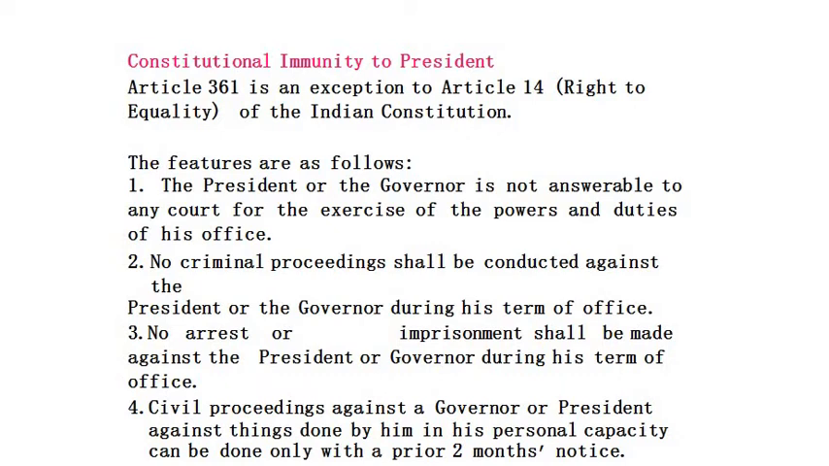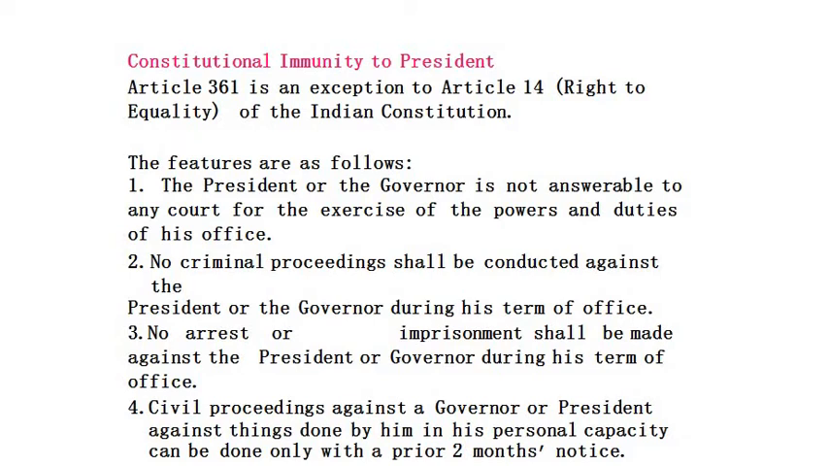The constitutional immunity of the president. Article 361 is an exception to Article 14, the right to equality of the Indian Constitution. The features are as follows. The president or the governor is not answerable to any court for the exercise of the powers and duties of his office. That means if the governor or the president is following his duties and exercising his power, then he is not answerable to any court.